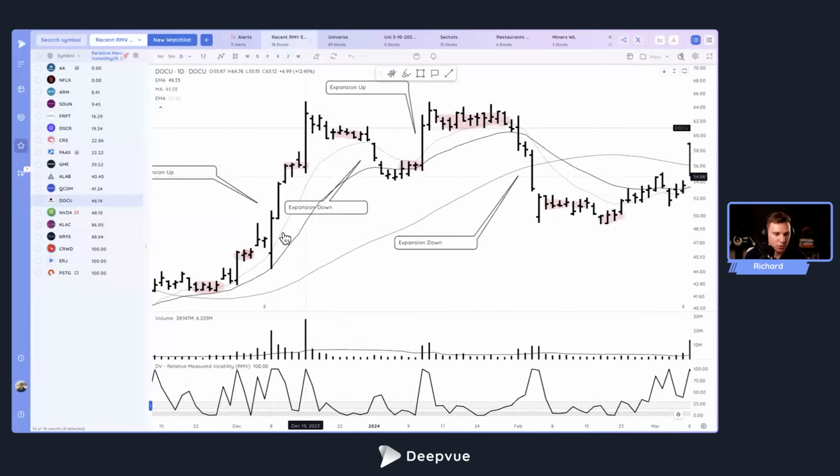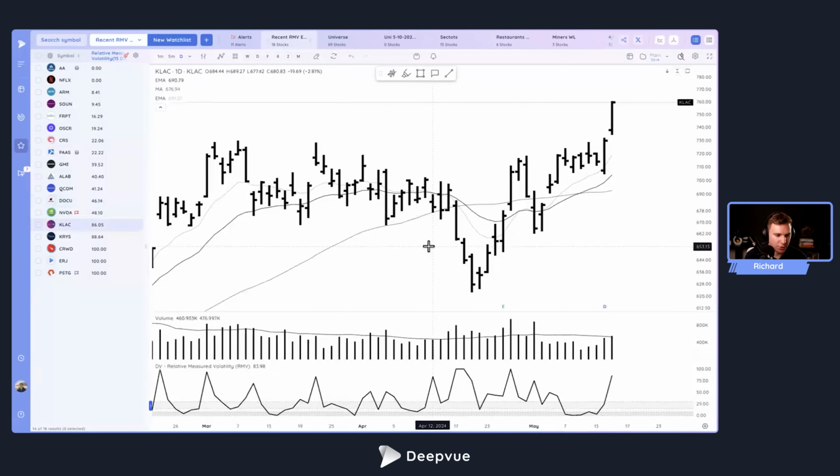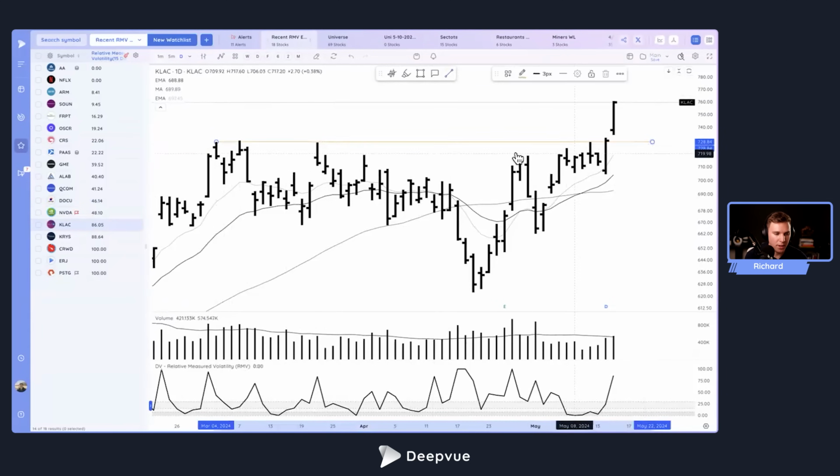We had some really nice moves here back in 2023. We've covered NVIDIA, KLAC. This has been another recent example. Again, this is where we get a tight area right below a base pivot. That's kind of the ideal situation.